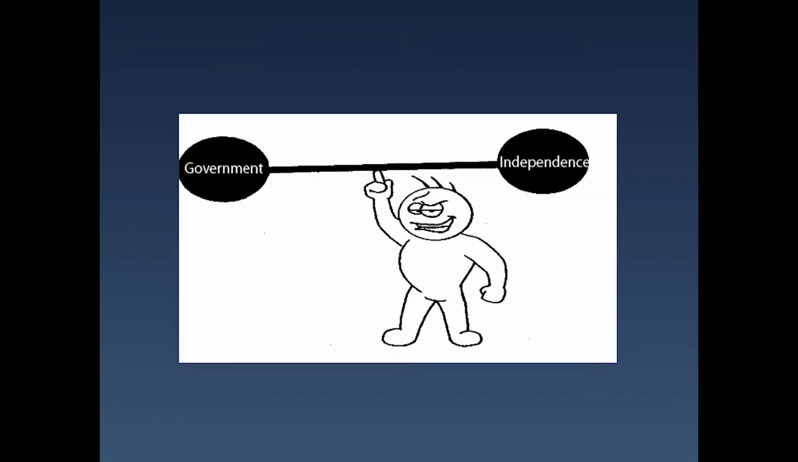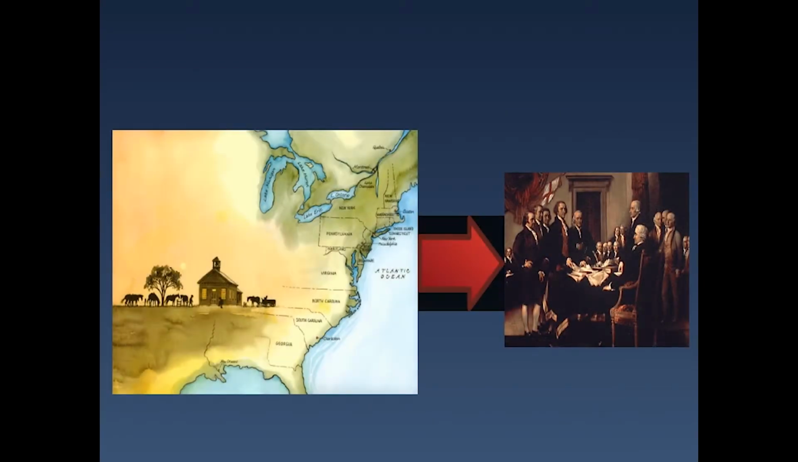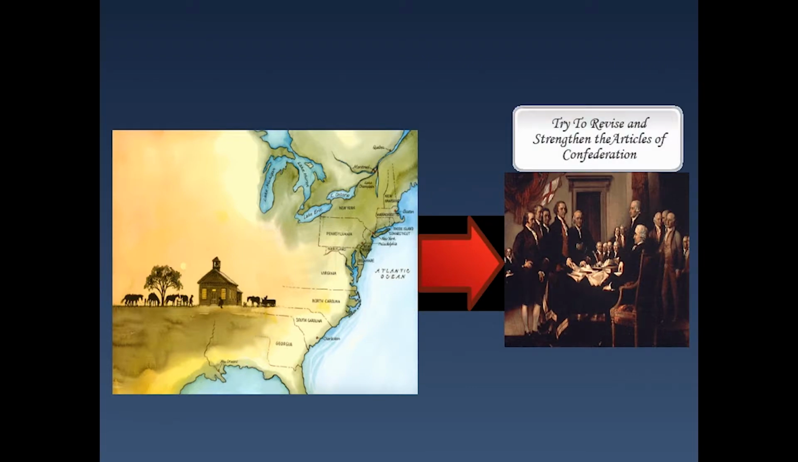This had to change, of course, if America was going to survive, so a convention was called. Each of the 13 states would send delegates to the convention, composing about 55 total delegates in attendance. Initially, they were to try and revise and strengthen the Articles of Confederation.